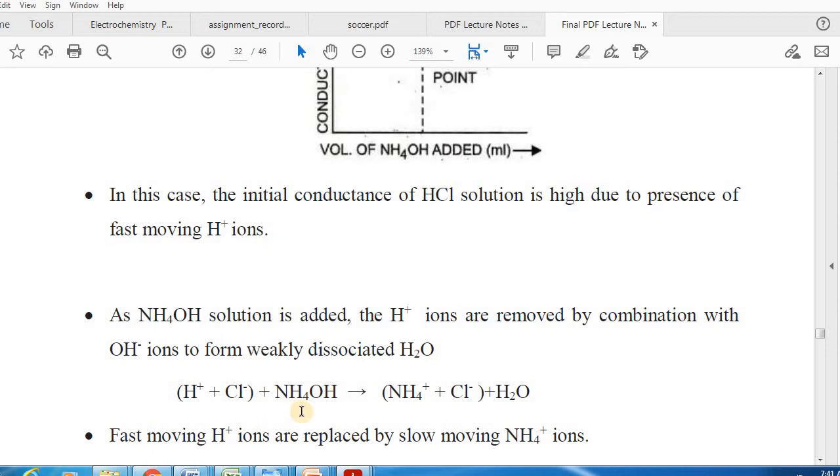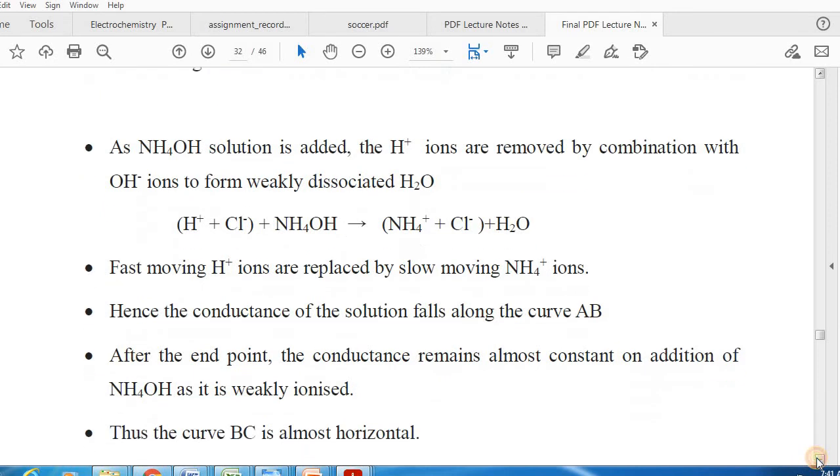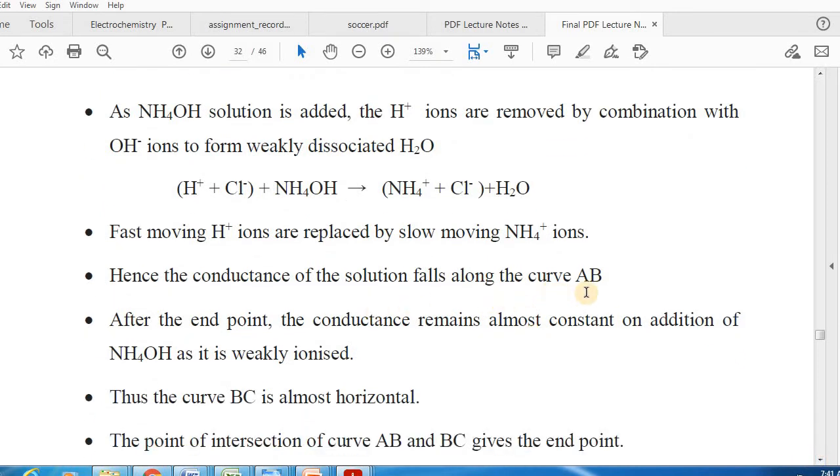As NH4OH, ammonium hydroxide, is added to HCl, there is formation of the salt ammonium chloride plus unionized, weakly dissociated water molecules. So fast moving H+ ions are replaced by NH4+ ions, which are slow moving. So initially conductance will decrease. Hence the conductance of the solution is falling along the curve AB.